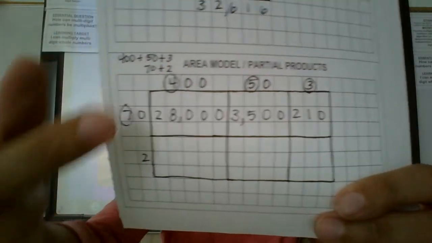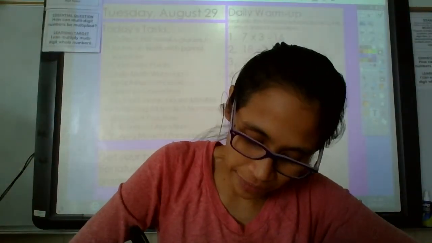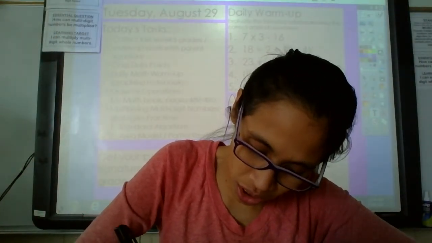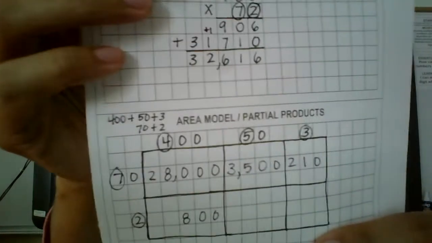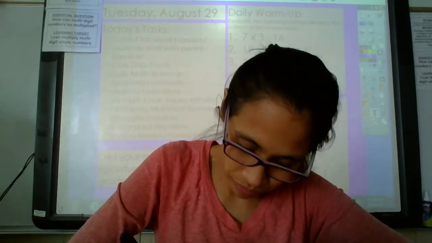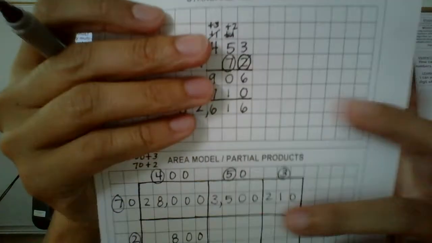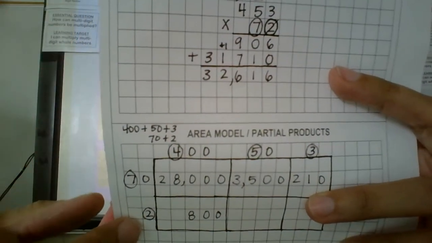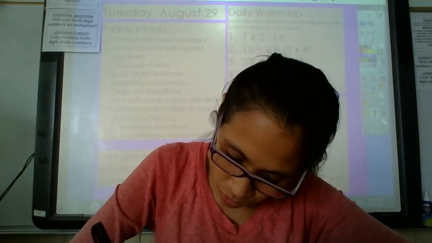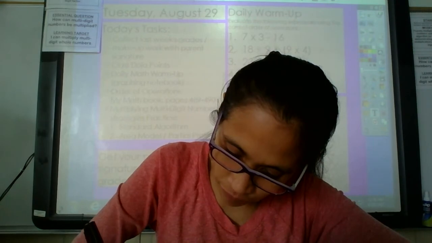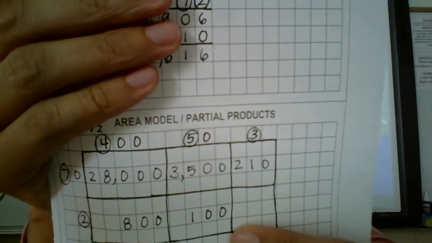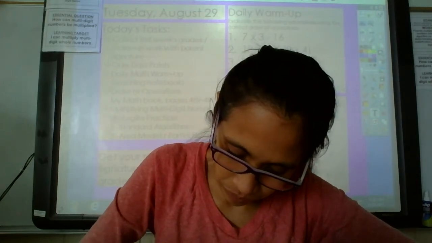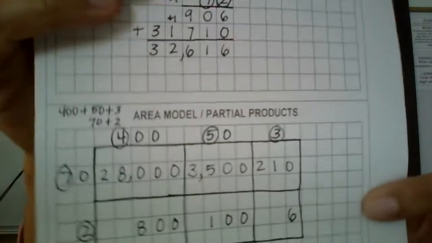Moving on to the next one. 400 times 2 is like 4 times 2, which is 8. Add how many zeros? 2 zeros, so you have an 800 like that. Oh, I don't like that other 0. Then we have 50 times 2, which is 5 times 2 is 10. And then add a 0. Don't get that 0 of that 10 confused with the other 0 you have to add. And then 2 times 3 is 6.